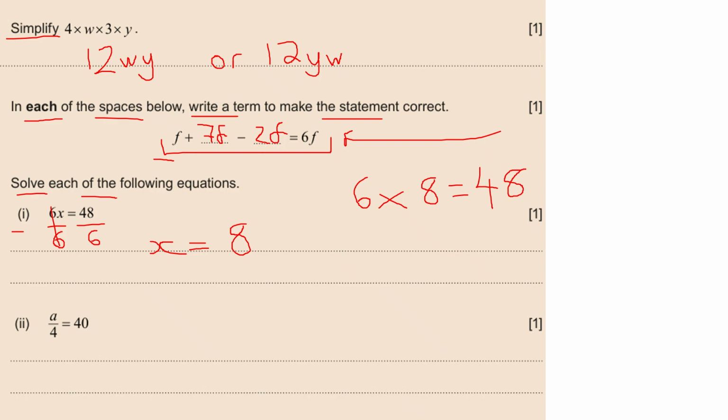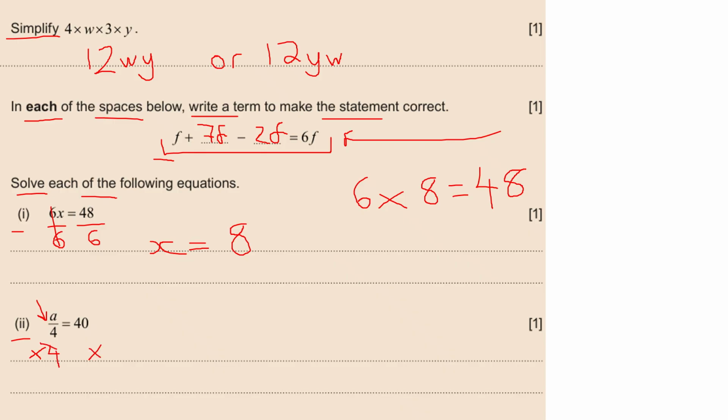Finally, we're asked to solve a over 4 equals 40, so a quarter is 40. Remember, that fraction line means a division. So what's the opposite of dividing by 4? You guessed it, guys, well done. I'm going to times by 4 on this side and times the right-hand side by 4.